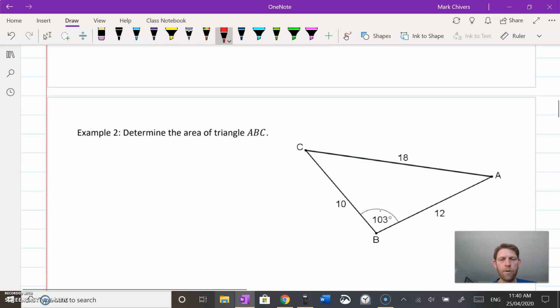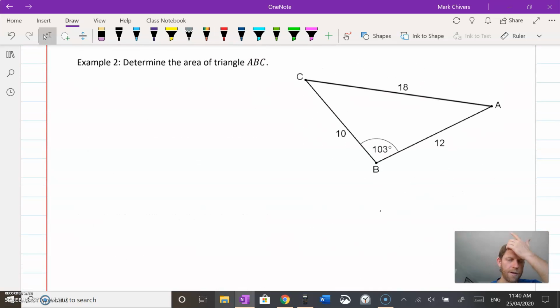Okay, as we roll along, here we have another example. We need the angle, which we've got here, and we need the two sides that are on either side of the angle. So we're going to need this one and this one. The other bit of information given is useless. We don't need that information. It's just there to confuse you. So make sure you understand it's the angle between two sides that you know the length of.